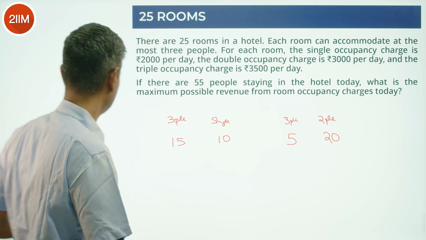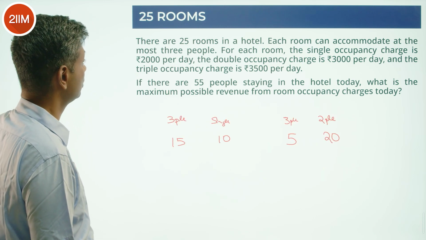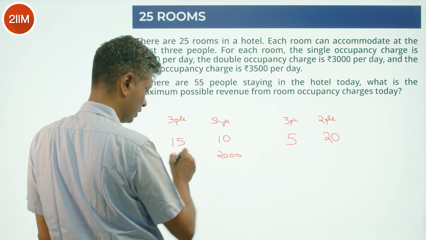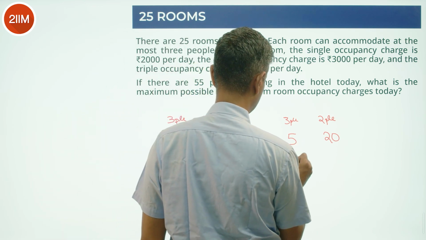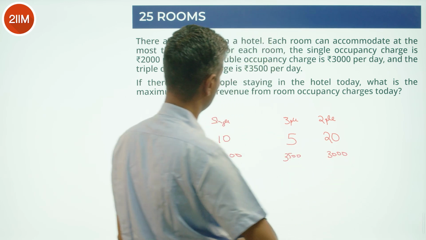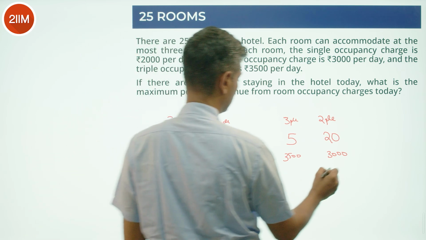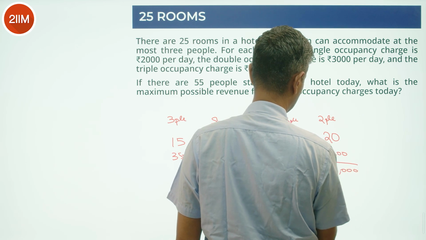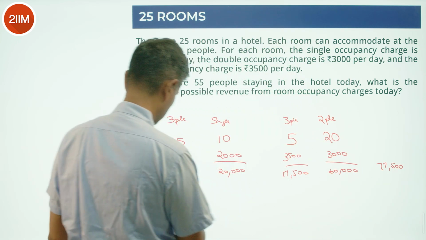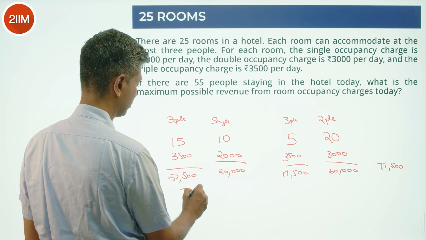Let's find the charges for this. Triple occupancy is 3,500. Double occupancy is 3,000, single occupancy is 2,000. This is 10 into 2,000, 15 into 3,500 is what we'll make here. And here, 5 into 3,500, 20 into 3,000. So this is 20,000. This is 52,500, which adds up to 72,500. And this is 60,000 plus 17,500, which adds up to 77,500.